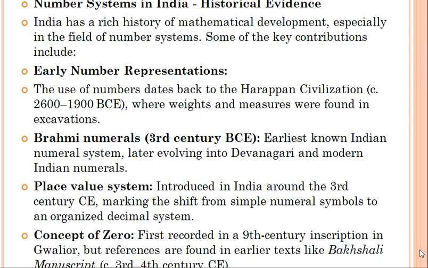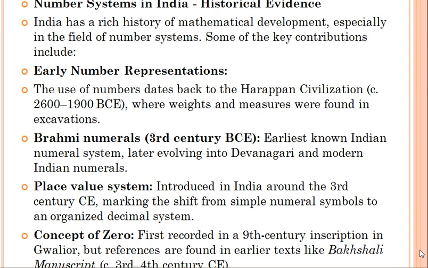So earlier there was a pebble system to count. There was no such exact measurement which they followed. The place value system was introduced in India around the 3rd century, marking a shift from simple numerical symbols to an organized decimal system. So before that, people were not aware of the decimal system, and there was no exact concept defined for the system to be followed.